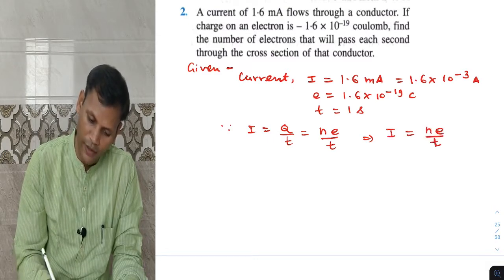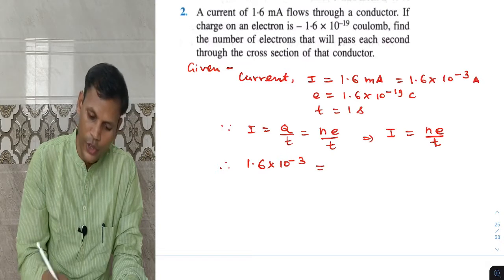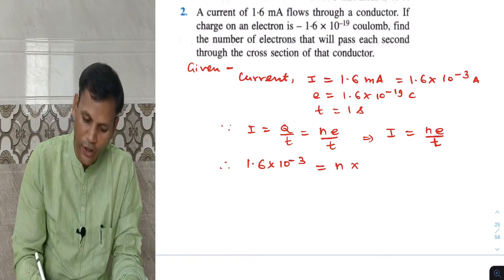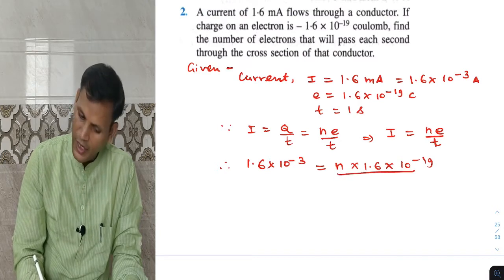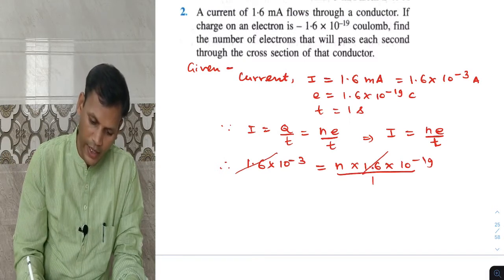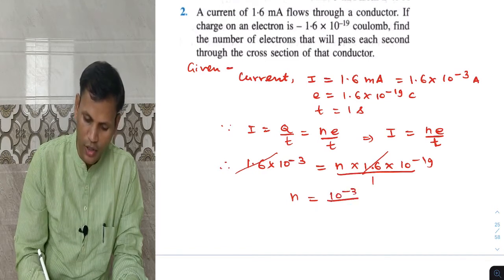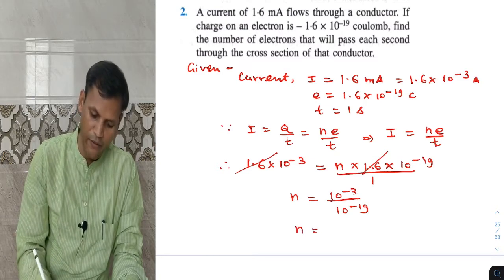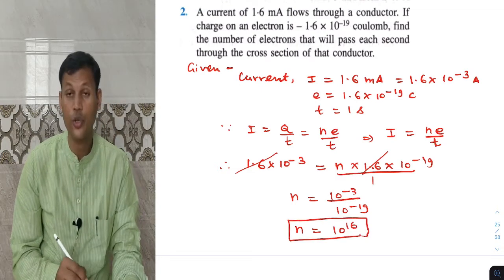Now we will substitute all the values. I is 1.6 into 10 raised to minus 3 is equal to N, the number of electrons, which is to be calculated, times e, the charge on the electron, 1.6 into 10 raised to minus 19, upon time 1. So 1.6 will get cancelled, and N will be 10 raised to minus 3 upon 10 raised to minus 19. 19 minus 3 will be 16. So N will be 10 raised to 16. So the number of electrons will be 10 raised to 16.